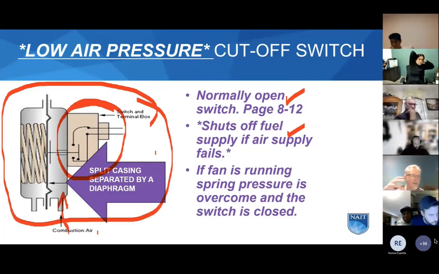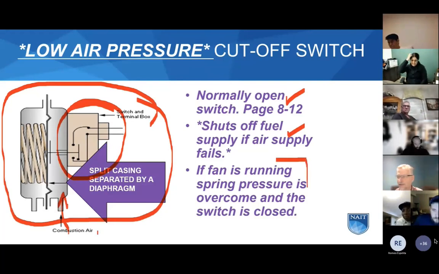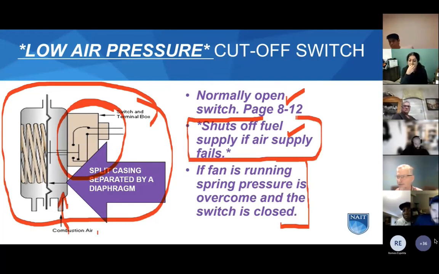Should that fan stop supplying air, for example, a coupling breaks or a fan belt breaks, the motor would continue to run, but no air would be supplied. If the fan is continuing to supply pressure, the switch will stay closed, and if the air supply fails for any reason, the fuel will get shut off. Okay.